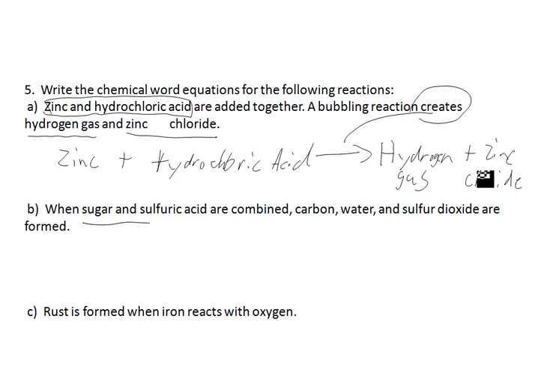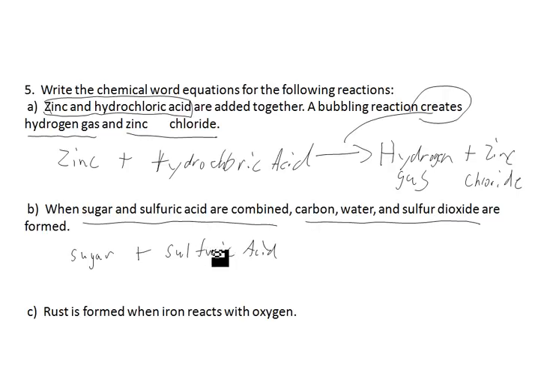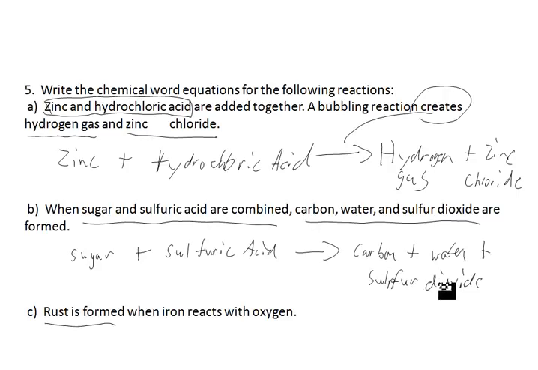Next, we see sugar and sulfuric acid are combined, so those are the two reactants, and then carbon, water, and sulfur dioxide are formed. So our word equation is sugar plus sulfuric acid, and then an arrow produces carbon plus water plus sulfur dioxide. And our last one, rust is formed, so that's our product, so it's down here.